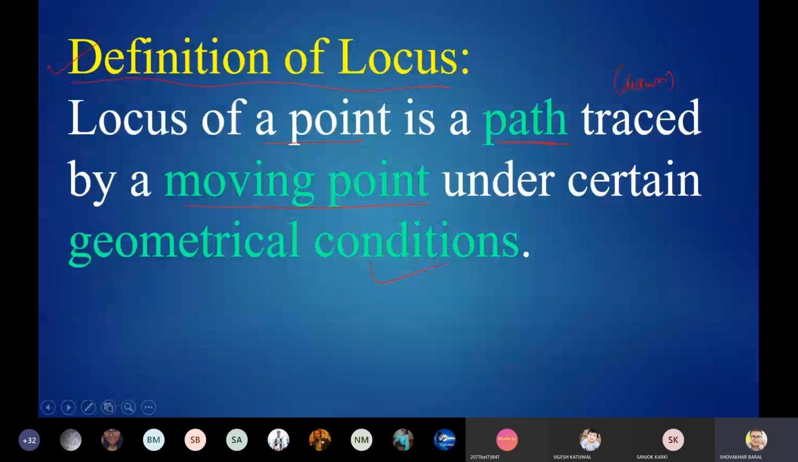Please copy it as fast as possible. We are running out of time. Please copy it fast. I hope you copied it. Let me explain it, what actually locus is.